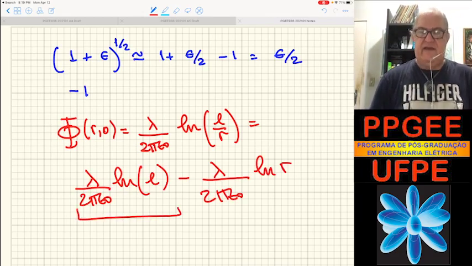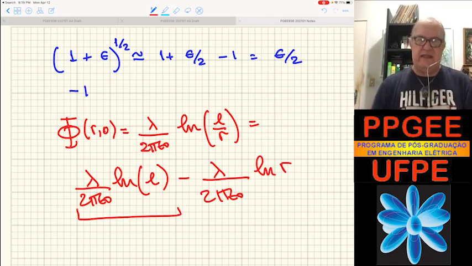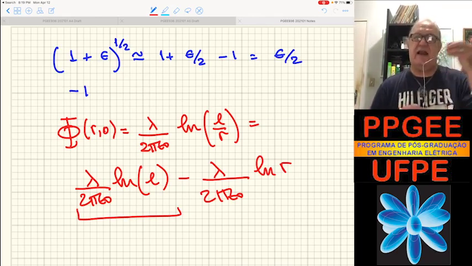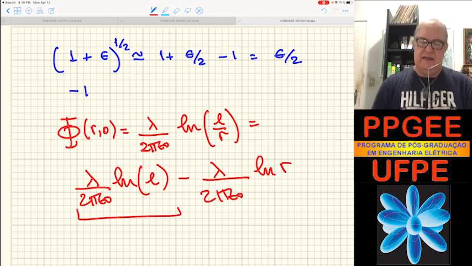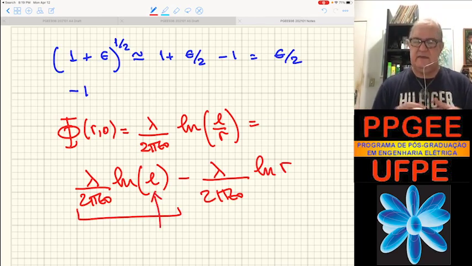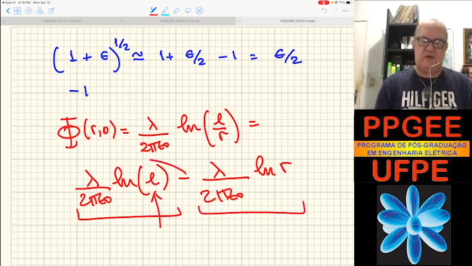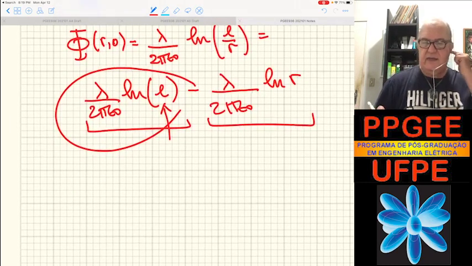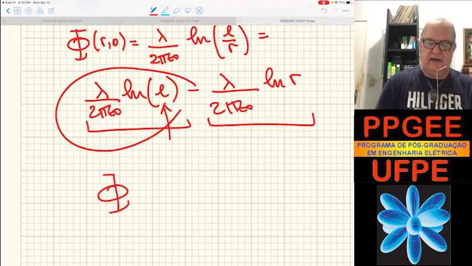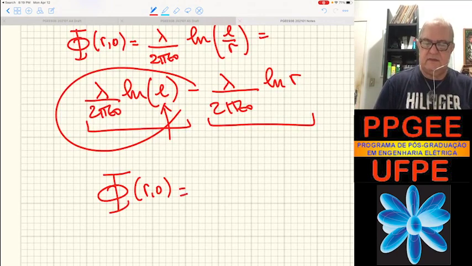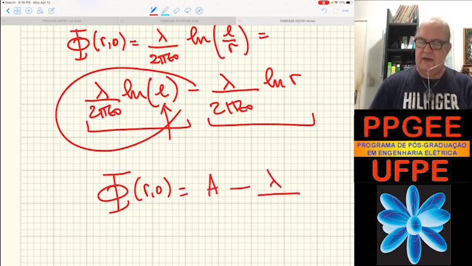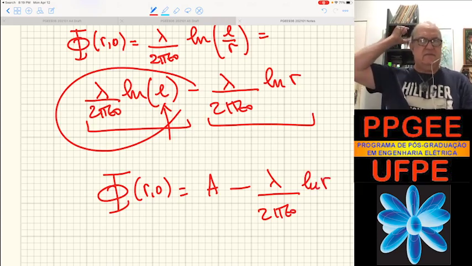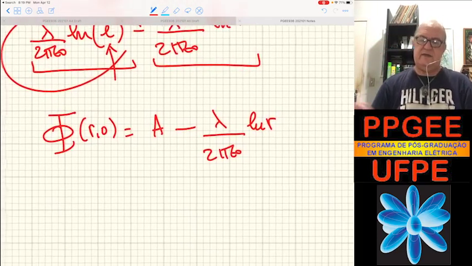So this is a number. If L goes to infinity, it's going to be an infinite number. If it doesn't, if it's very large, it's going to be a number, right? So the larger this parameter is, the more insensitive the potential is to changes in this one, because this dominates. Okay, so I can say that the potential is a constant value A minus lambda over 2 pi epsilon 0 log of R. Right? So that's how the potential is.